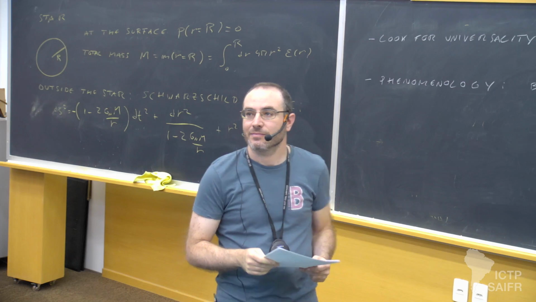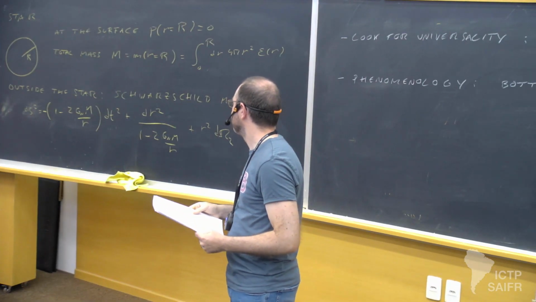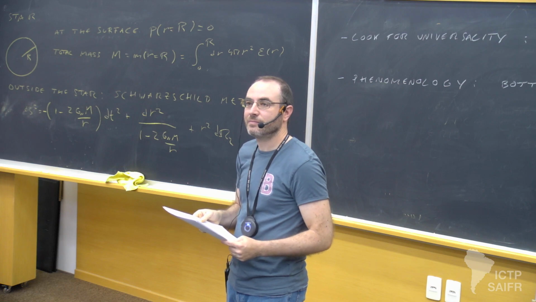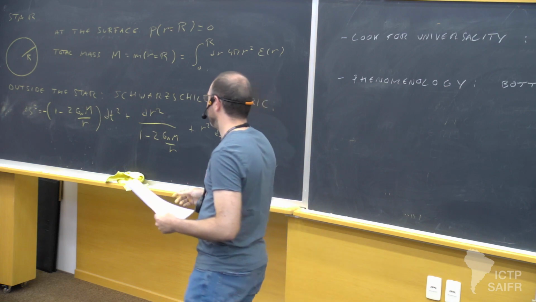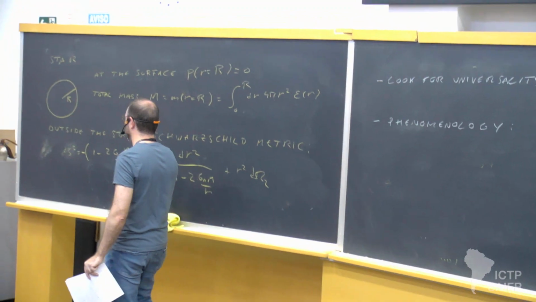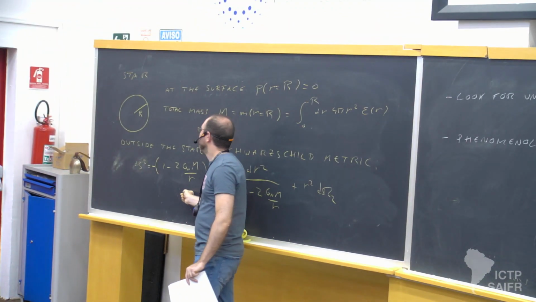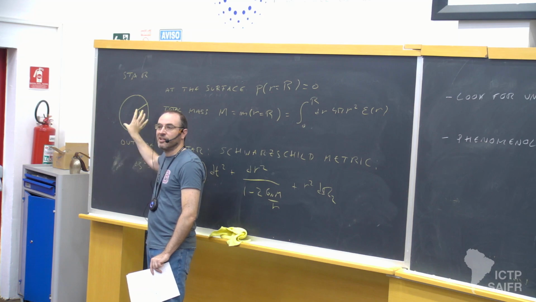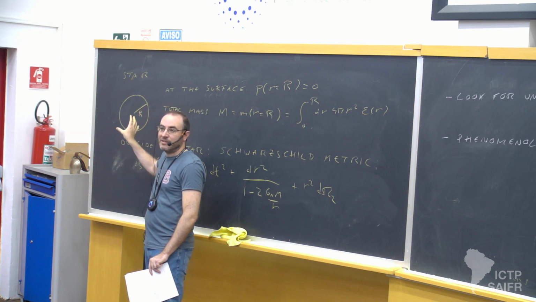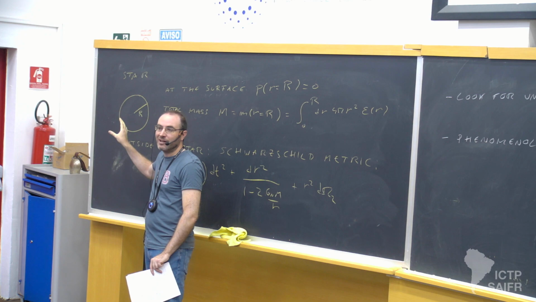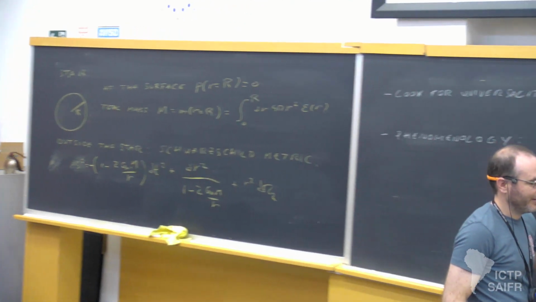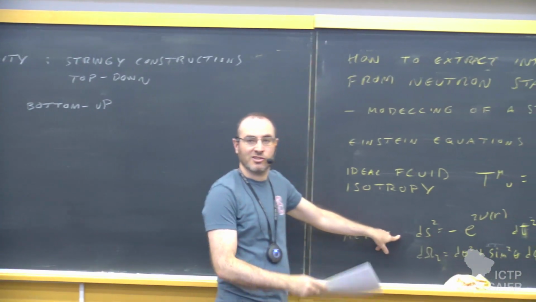In the Schwarzschild metric, yes, we have a singularity. And what does that mean in terms of the star? Well, the singularity in the Schwarzschild metric is at r equal to 0, but that's in the interior. Before you reach that part, you have to change the metric to the metric of the interior, which is not singular. The metric of the interior will be given by this after you solve the equations.